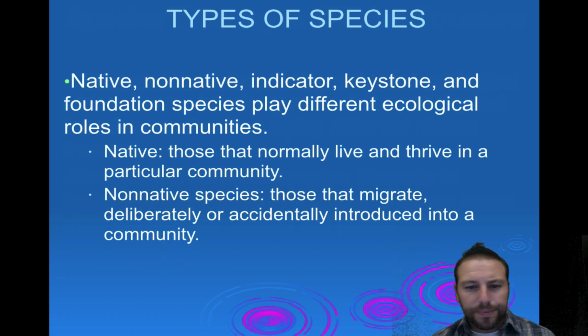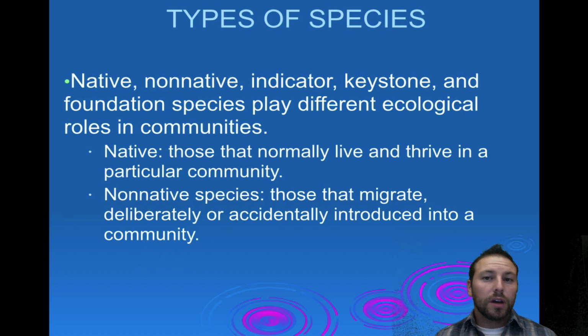Non-native species are those that migrate into an area or are deliberately or accidentally introduced into a community. So remember the EPOD that I had a few days back where we talked about the earthworms, how the earthworms that are here now are actually a European or Asian variety of earthworm, and that the last glacial advance and retreat wiped out the native earthworms in the area.